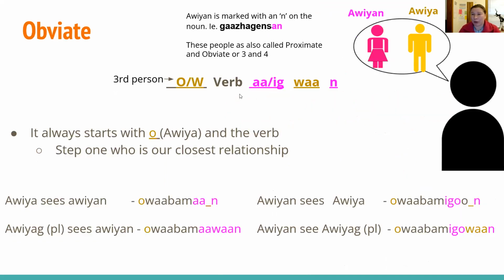Okay, so how do we conjugate this? The first thing is the same as we started in the other presentation. We start with the relationship that's closest to us. And so for this, it's going to be the third person, or he or she, or them singular. And we're going to put an O or a W in this first spot. And that's going to be the same for all obviate conjugations.